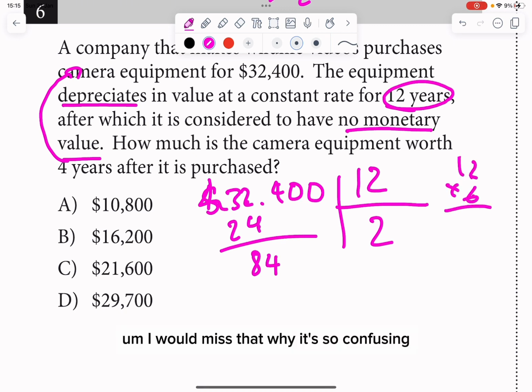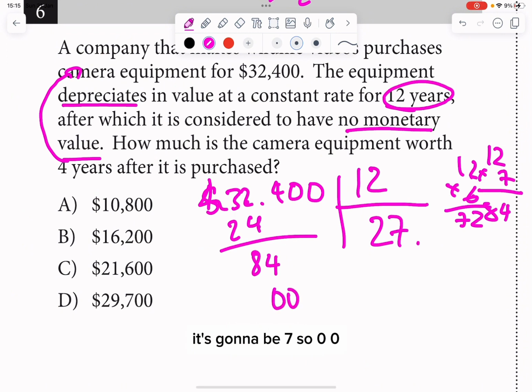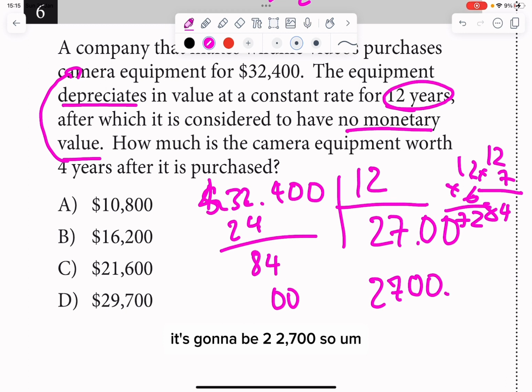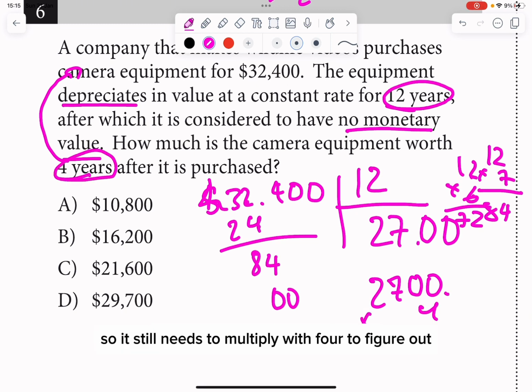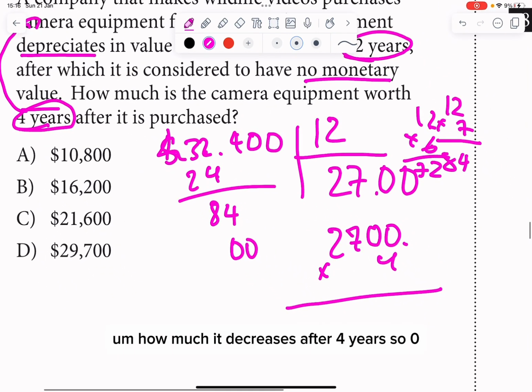Wait a minute, why is it so confusing? What about 7? 4, 8, 4. Yeah, it's gonna be 7, so 0, 0, 0. Yeah, it's gonna be 2,700. So each year it would decrease 2,700, and it's asked us 4 years, so we still need to multiply it with 4 to figure out how much it decreases after 4 years.